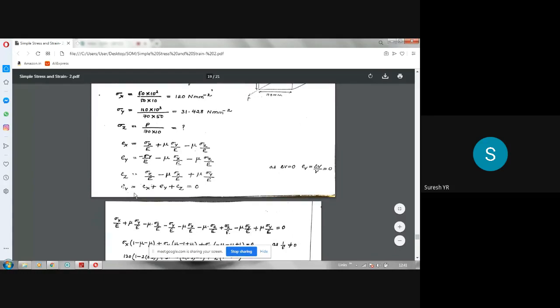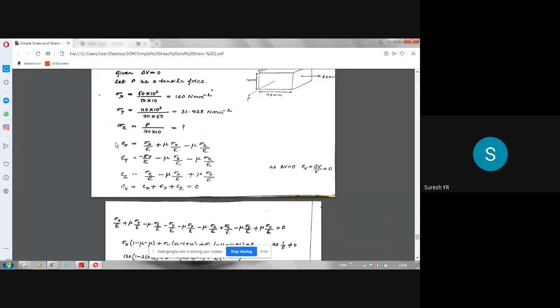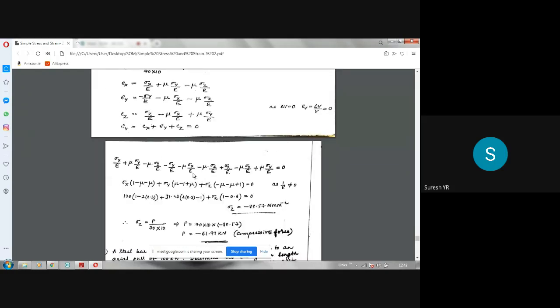Now, we want the volumetric strain. Volumetric strain is the sum of all these three strains, Ex plus Ey plus Ez. We know that it is 0, because delta V is 0, and EV is delta V by V, that is also 0. So the volumetric strain in this problem is given as 0. So you add all the three and equate it to 0. 1 by E you can take common, and 1 by E cannot be equal to 0. Therefore, you will get an equation of this kind.